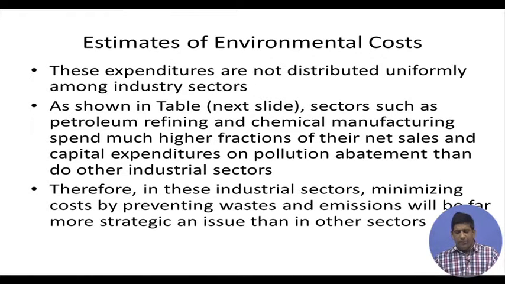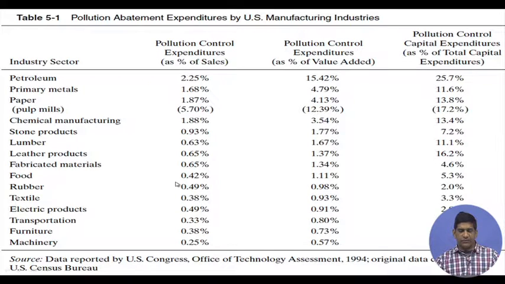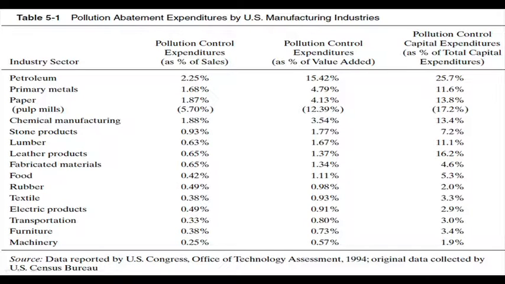So minimizing cost by preventing waste will be far more of a strategic issue in these types of sectors. As you can see in this table, on the left you have petroleum, primary metals, paper, chemical manufacturing, stone products, lumber, leather products, fabricated materials. All these different industry sectors are shown here. And then we have the pollution expenditure as a percent of sales.